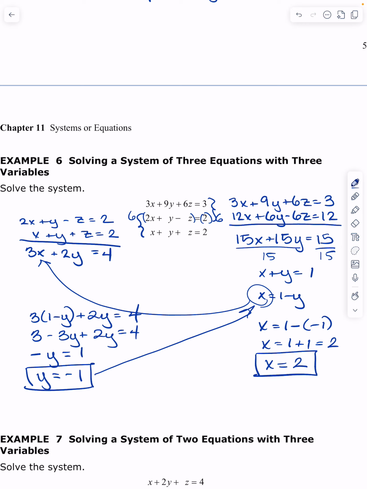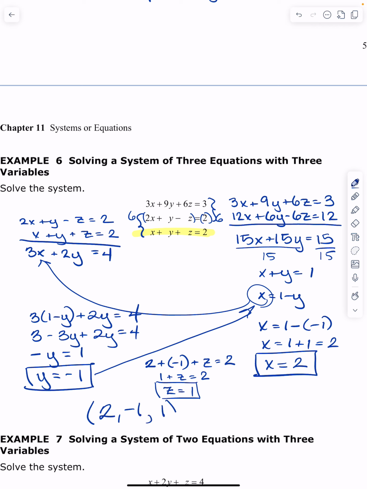And then I'm going to pick an equation to plug it in. I'm going to make it easy on myself and pick this one. I got x is 2 plus y is negative 1 plus z is 2. 2 plus negative 1 is 1 plus z is 2. Subtract 1 from both sides and z is 1. My ordered triple has to go x, y, z.